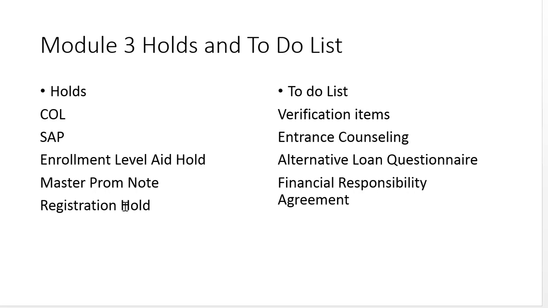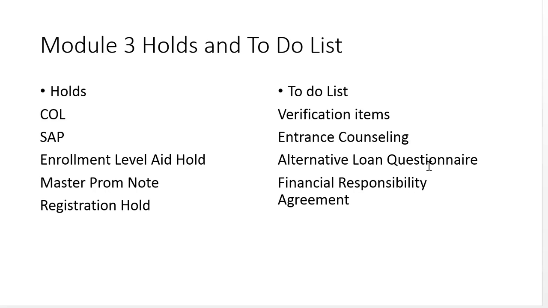is holding up registration. And under the to-do list is verification items, which is basically things that are holding up your loans. And that's items that the financial aid office is requiring that you do. The entrance counseling is at studentloans.gov that you would do for the loans. And that's same thing with the promissory note. You have to do both of those two things to get the loan.